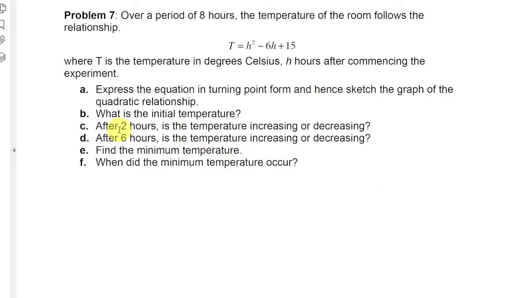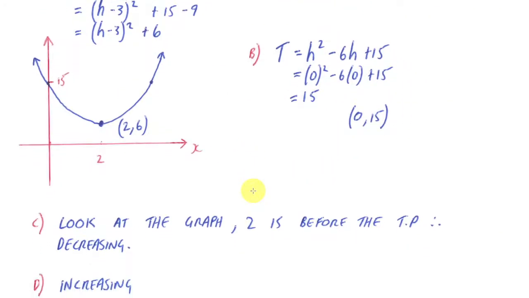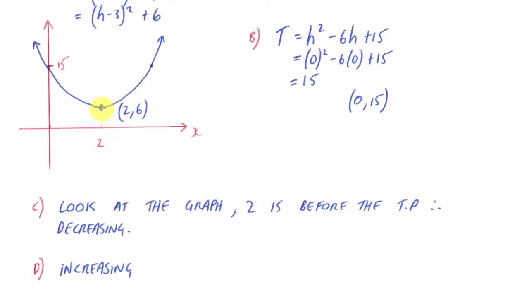C, after 2 hours, is the temperature increasing or decreasing? And also after 6 hours, is it decreasing or increasing? So let's take a look at the graph. Remember, this is in fact the position 3, 6. The 2 is just before it. You can see that temperatures are greater here, and they're decreasing all the way until they get to that turning point, 3, 6. So the 2 is to the left of it, so for that, it's decreasing.